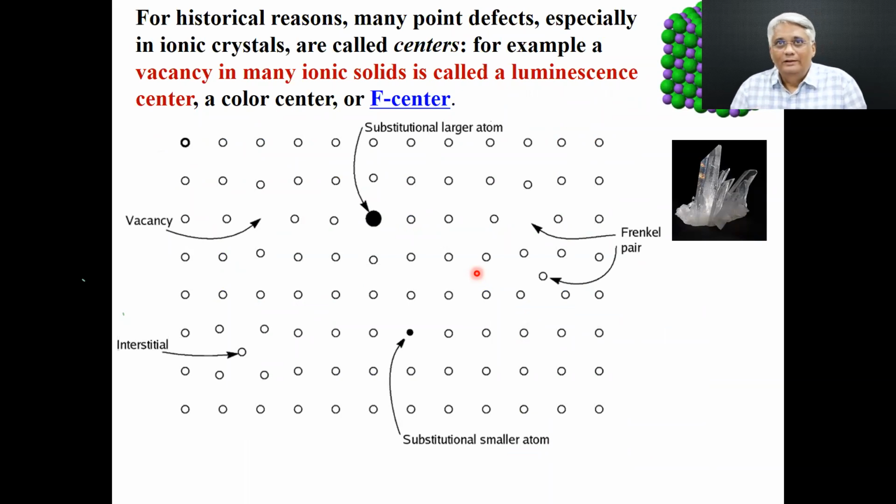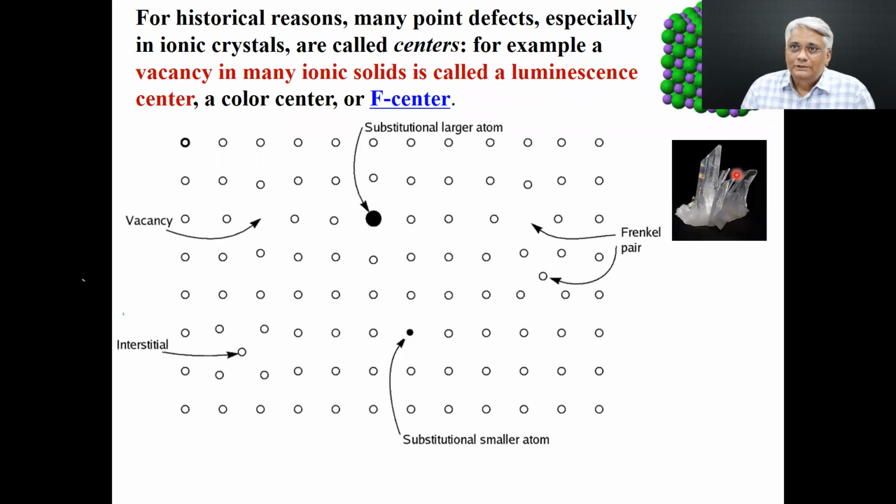For example, a vacancy in many ionic solids is called a luminescent center, or a color center, or an F center. F stands for Farbe, meaning color in German. All right, but what are these defects? What you see on the right-hand side is a nice natural translucent color of a quartz crystal. Okay, you can also grow quartz in the lab.